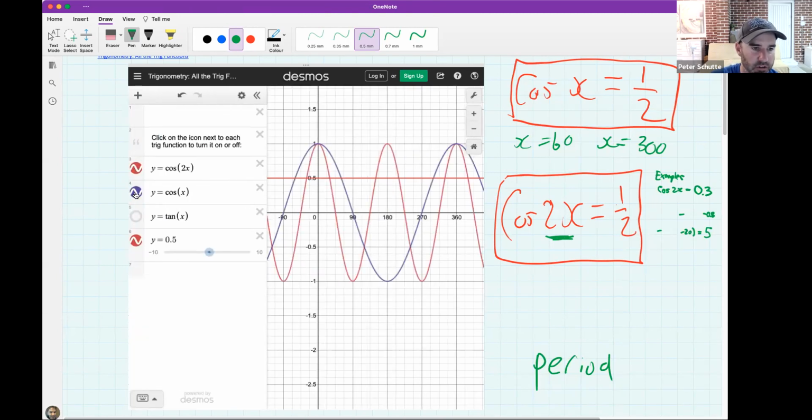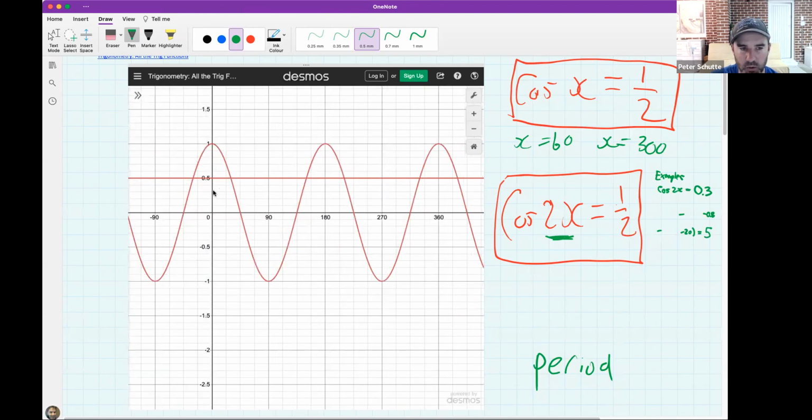Instead of showing you the graph, okay, so now we've still got my line of a half. What's the answer going to be? Well, the answer there is going to be 30 degrees, and the answer here is going to be 150 degrees.